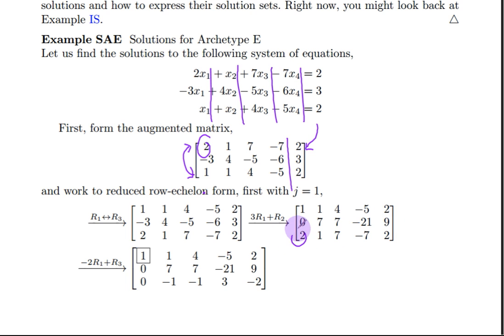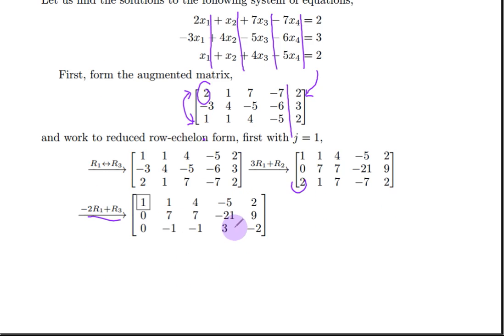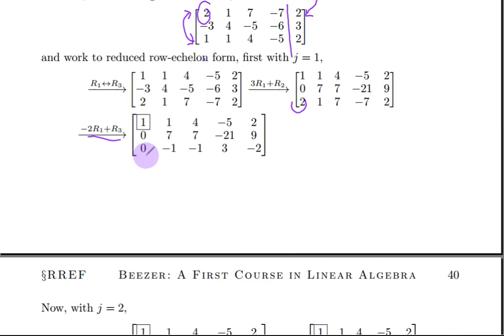Okay. Now we want to make this be a 0 in order to make the first column be a pivot column. I'm going to take minus 2 times the first row plus the third row, and that'll give me this one. All right, what's the next thing I want to do? First pivot column's okay. Let's take care of second pivot column.